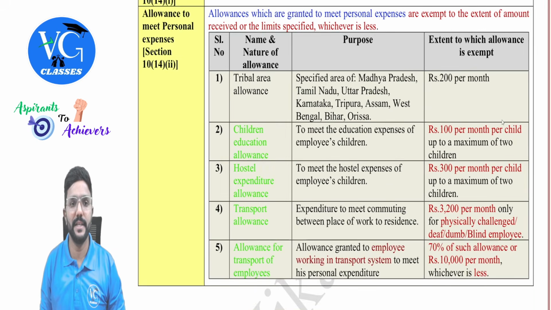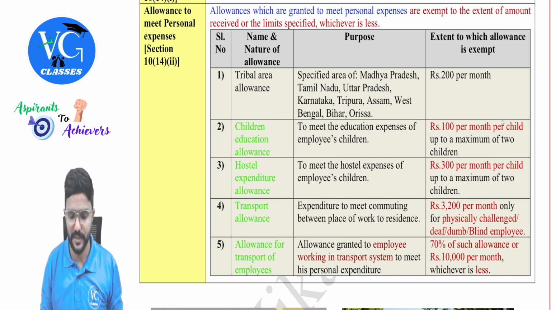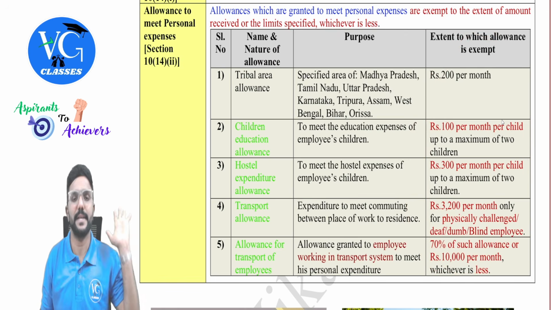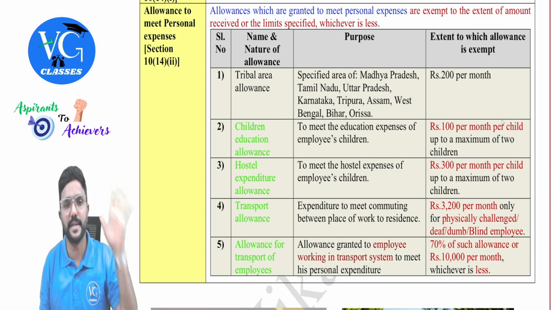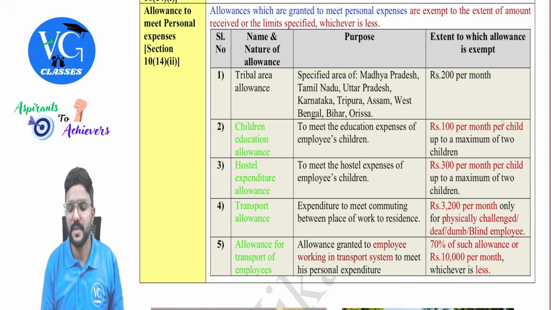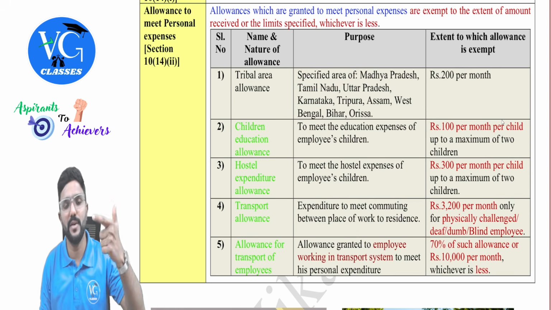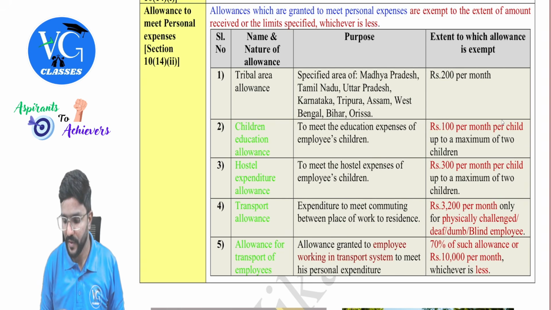Okay. Then there is 10(14)(ii), allowance to meet personal expenses of the employee or his family members. In this case, how much is exempt is given in the law. So the actual amount received or the specified amount, whichever is lower, is exempt. What are those? Tribal area allowance, that is some specified area, not the entire state, of Madhya Pradesh, Tamil Nadu, Uttar Pradesh, Karnataka, Tripura, Assam, West Bengal, Bihar, and Orissa or Odisha. 200 rupees per month is exempt, guys.